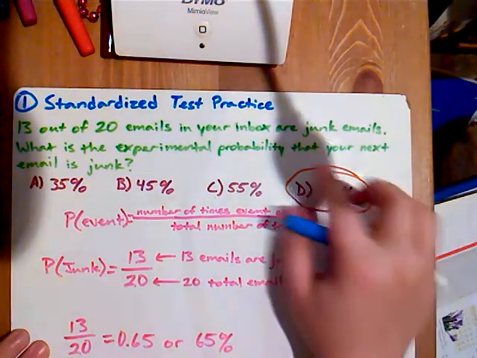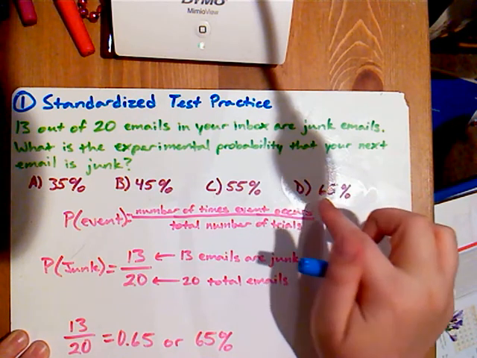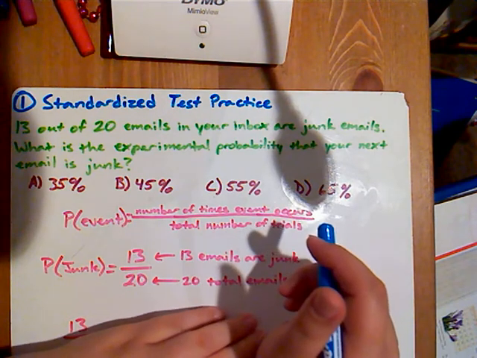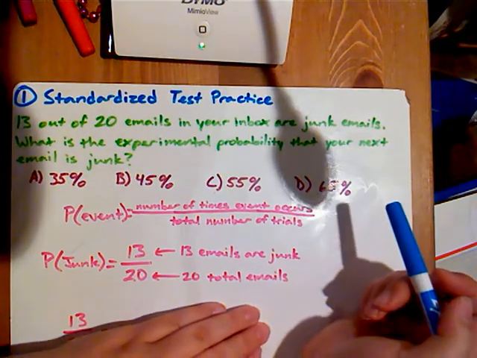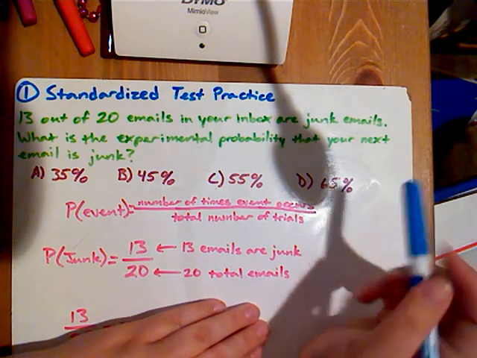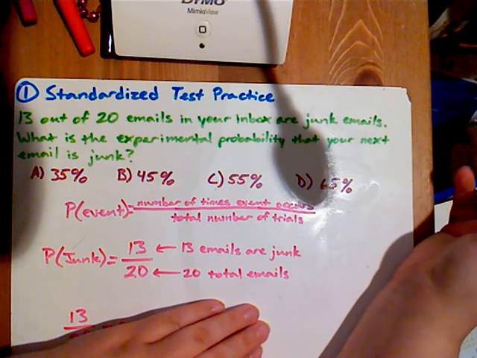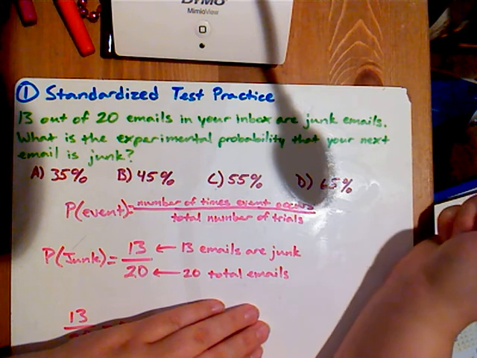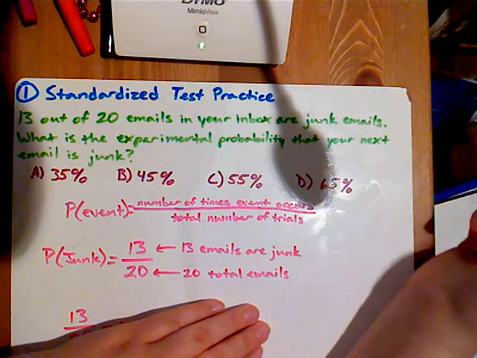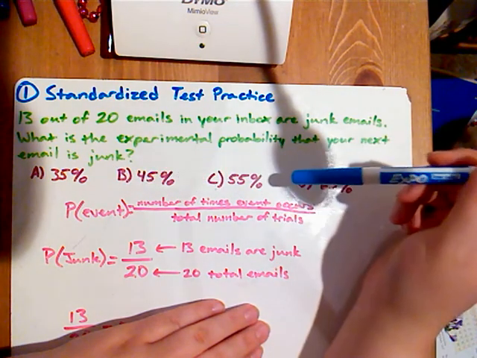So our first example is just kind of like a standardized test practice that you might see on a test, like the state test or something. So the question is: 13 out of 20 emails in your inbox are junk emails. What is the experimental probability that your next email is junk? And they give us the options of 35%, 45%, 55%, and 65%.